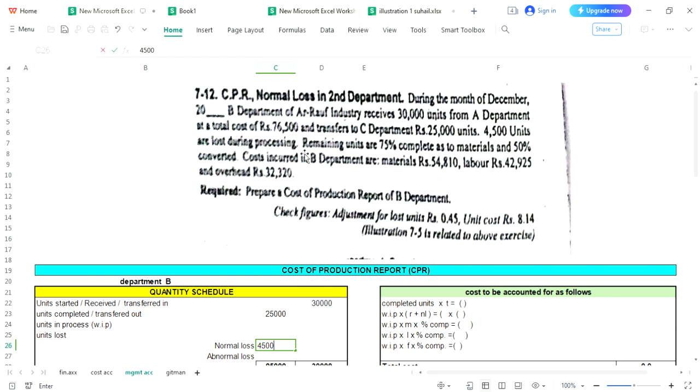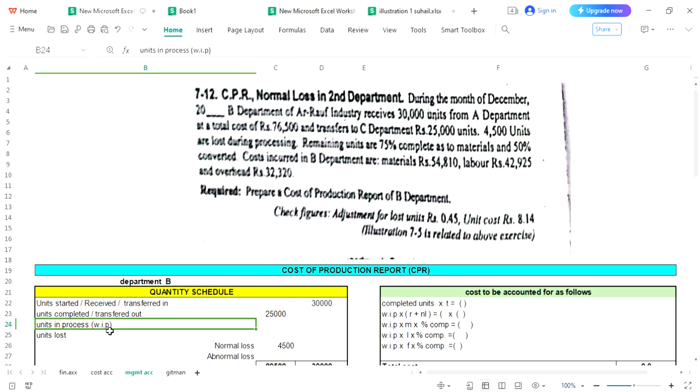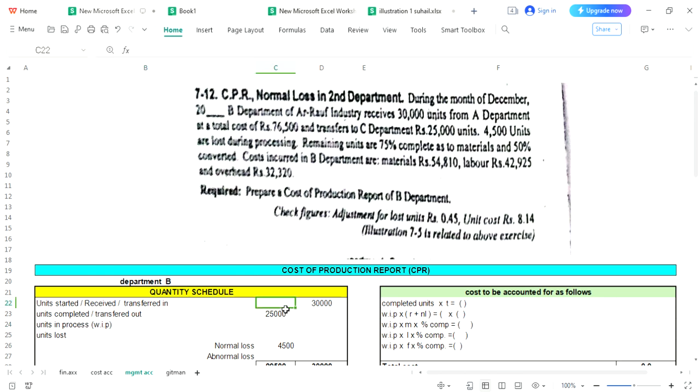Now let's see what is next. Remaining units are 75% complete. That means it is still incomplete. 50% converted. Converted means two main factors: labor and effort. So what is being said to us? Remaining units are still incomplete, so they would be called in process, and here you can see we have units still in process. How would you calculate units still in process? They are saying the remaining units. So let me have your answer. How would you calculate the remaining units?